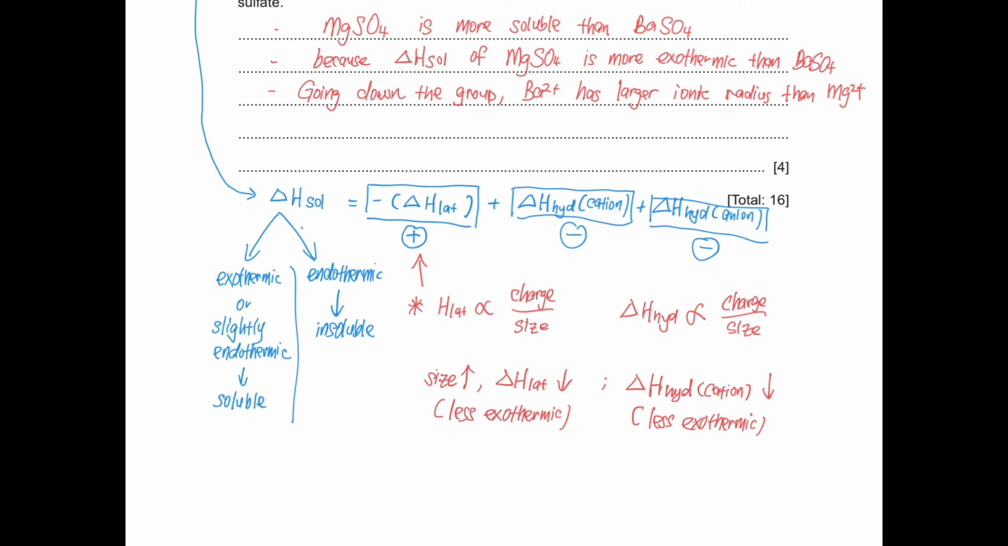Whether magnesium or barium, they use sulfate as the anion, magnesium sulfate or barium sulfate. So there is no change for the anion, and we don't care about the anion here. It's a constant. So maybe I write here, the anion enthalpy change of hydration is a constant. Now let's move on to the next point. That's why we have to talk about the radius as the third point here.